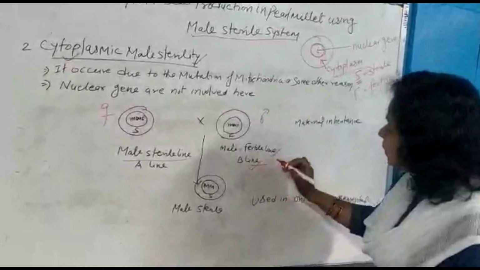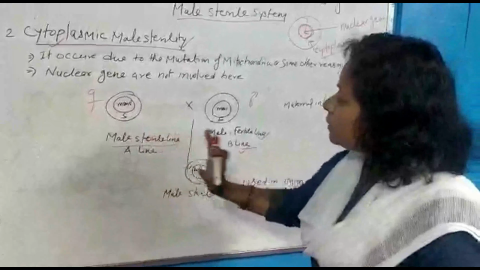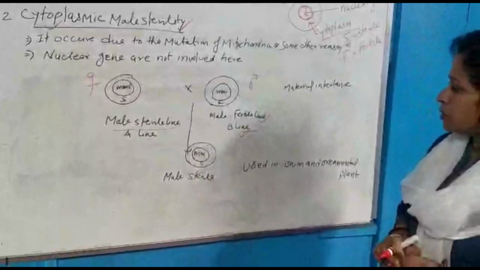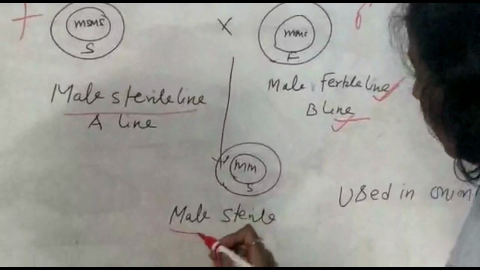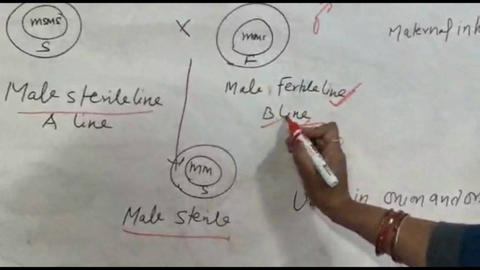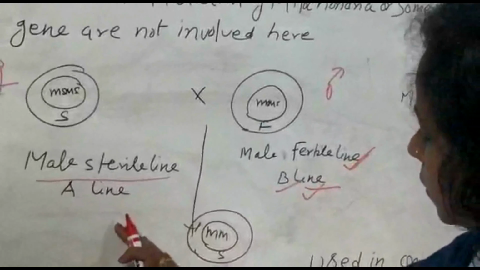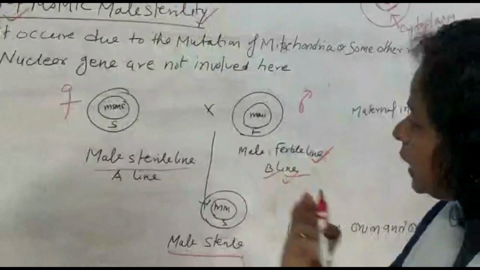The maintainer line maintains the fertility of the male sterile line. So that's why we call it the male sterile line. When we cross these two, by the use of the B line, we only maintain the A line. We only maintain the A line.